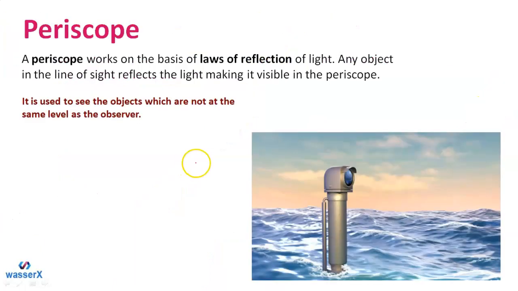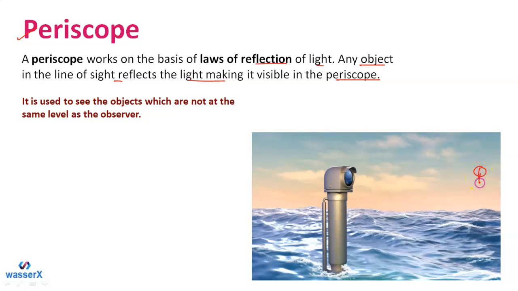Now we have a very important heading, students, which we call the periscope. So what is a periscope? Let me tell you that. A periscope works on the basis of the law of reflection of light. Any object in the line of sight reflects light, making it visible in the periscope. The meaning is, if any object is placed in the line of sight of the periscope, it can be easily viewed through the periscope.